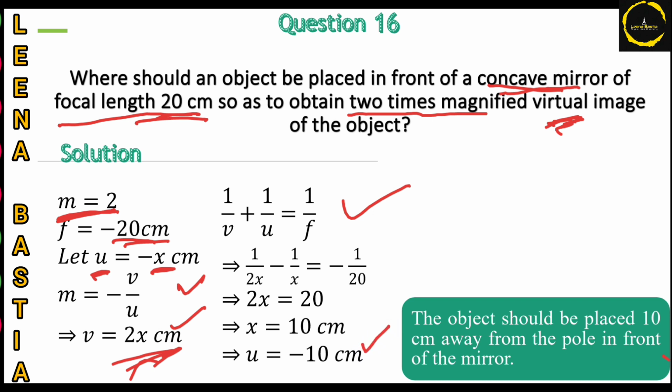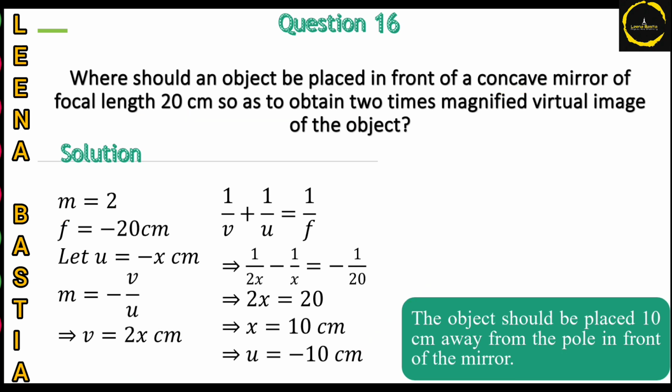So just simply in the green boxes, the way it has been written at the bottom of your answer, you can just write the object should be placed 10 centimeter away from the pole in front of the mirror. I hope this is also a quite easy one. You got it.